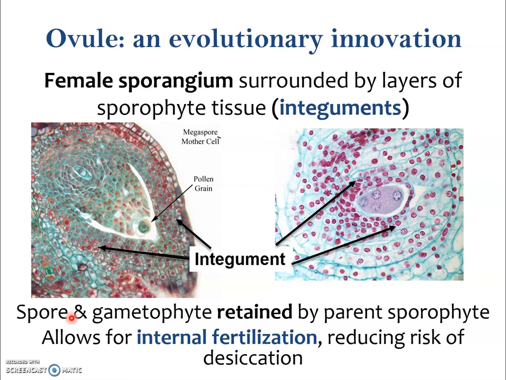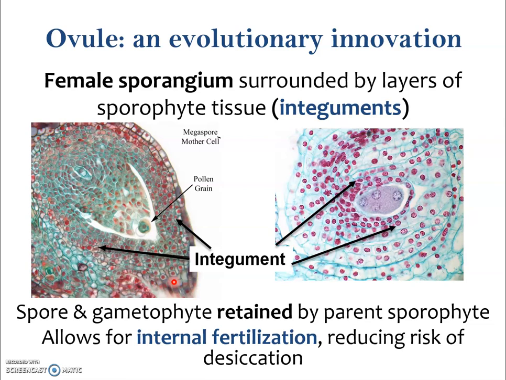And one great benefit of this is that it allows for fertilization to happen inside the individual, so inside controlled conditions rather than sperm just swimming out in the world. So this allows for internal fertilization. We've got our female sporangium, layers of tissue around the outside called integuments. We'll look more closely at this next week, but this is your introduction.